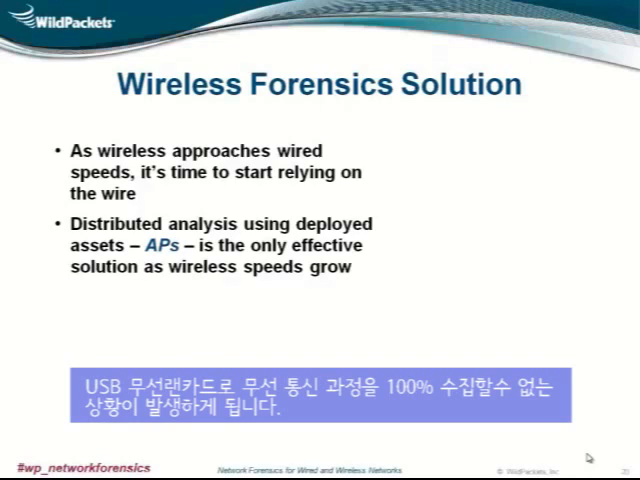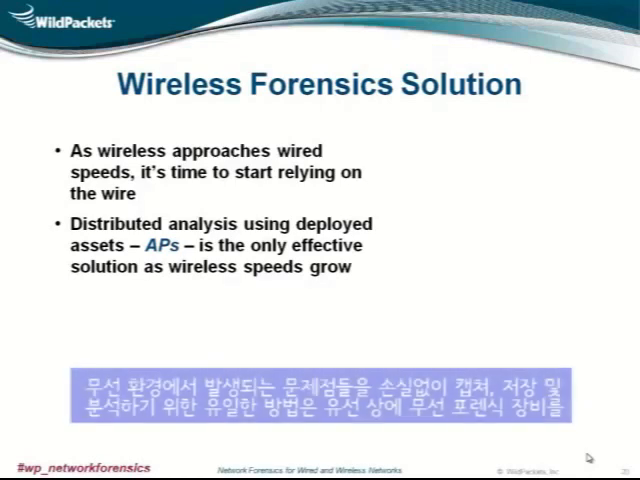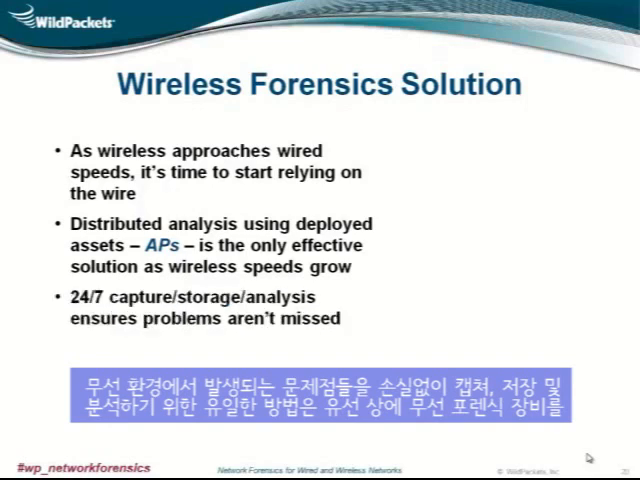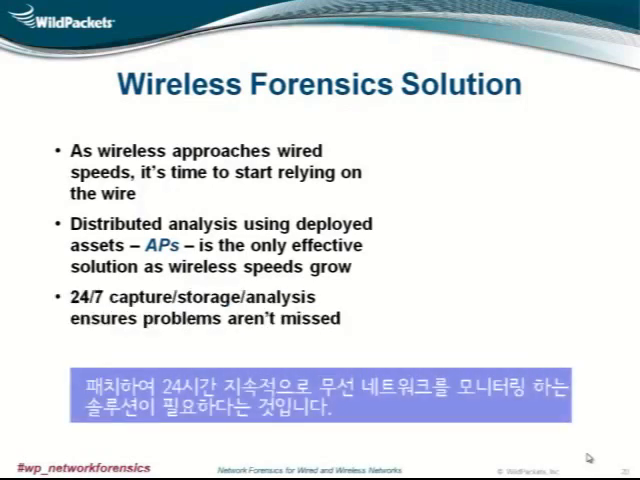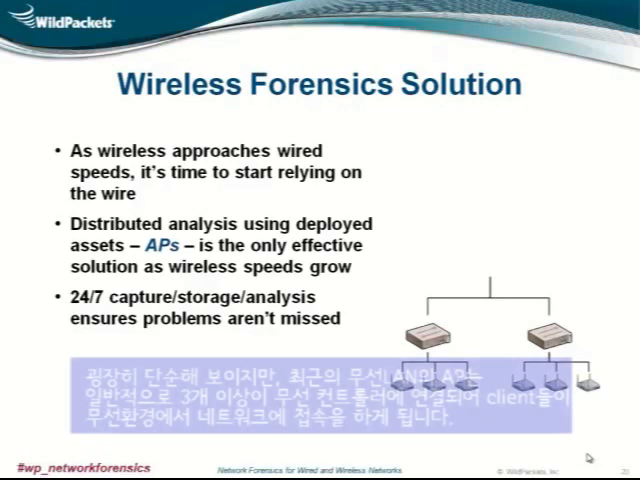Those are your access points, right? That's going to be the effective way. So an access point then becomes a probe in the network. And you need to do this, of course, 24/7 so that problems aren't missed. You need to be constantly monitoring that wireless network. So what does that look like?